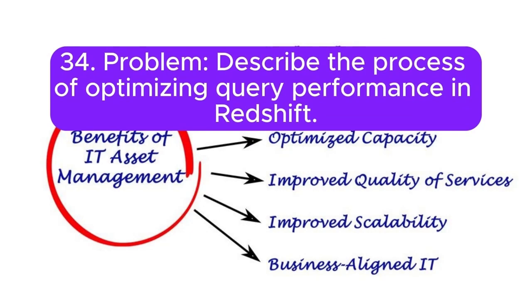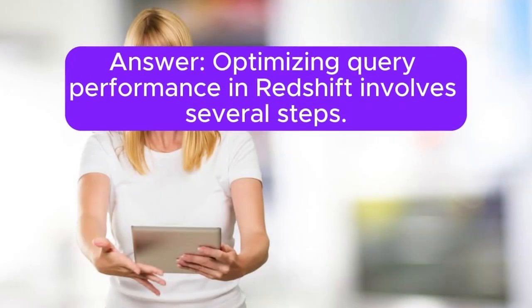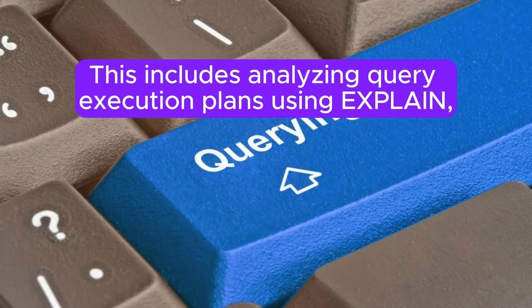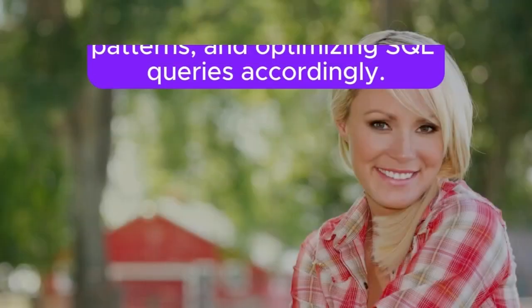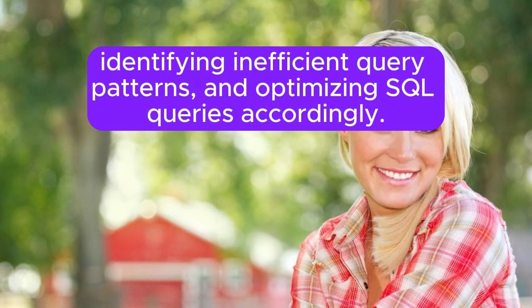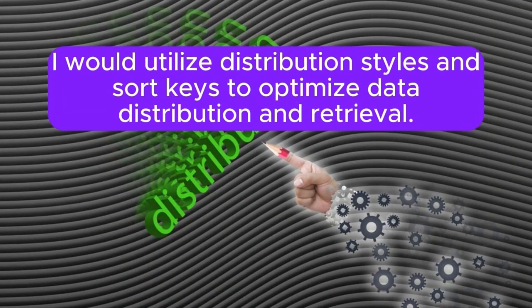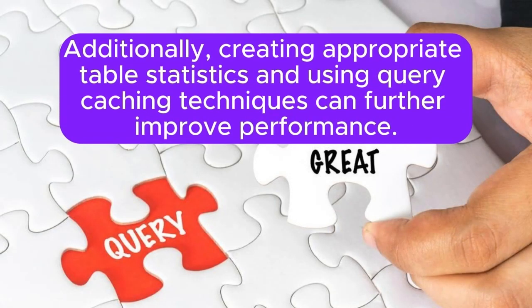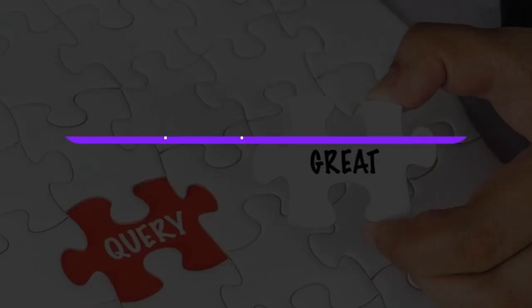34. Problem. Describe the process of optimizing query performance in Redshift. Answer. Optimizing query performance in Redshift involves several steps. This includes analyzing query execution plans using EXPLAIN, identifying inefficient query patterns, and optimizing SQL queries accordingly. I would utilize distribution styles and sort keys to optimize data distribution and retrieval. Additionally, creating appropriate table statistics and using query caching techniques can further improve performance.